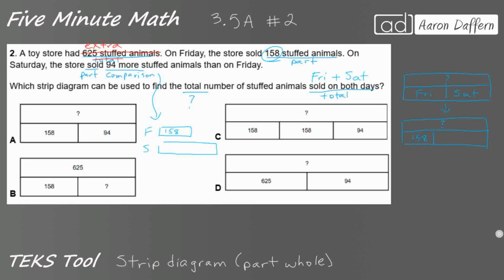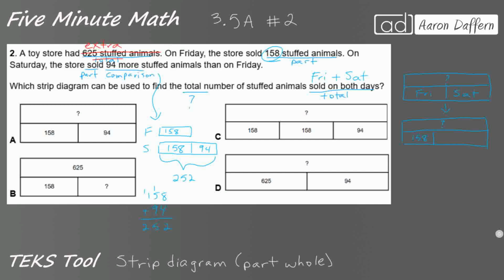So I'm going to make my second one a little bit longer, right? And I could do it like this. And I can say this is 94 more than my 158. And so if I wanted to put Saturday in there, well, I could say it's 158 plus that 94. And if I were to get the total here, I could figure out how much they sold on Saturday. So let's add these two. 158 and then 94 more than that. It's going to be 12. That's going to be 15. That's going to be 252. So if I wanted to put the actual total of Saturday, I could put 252.